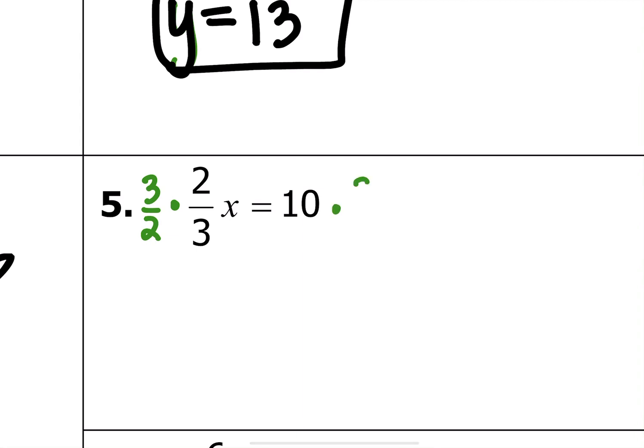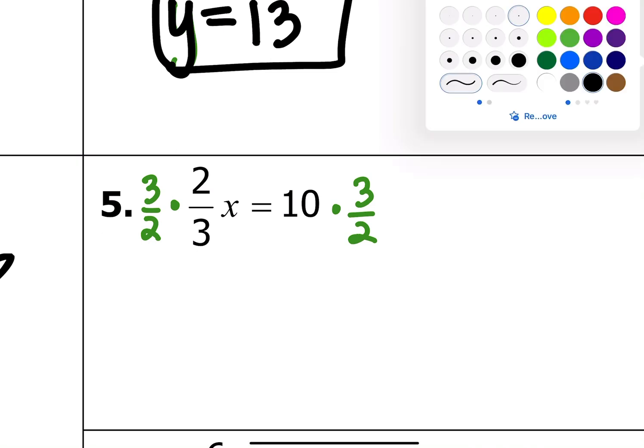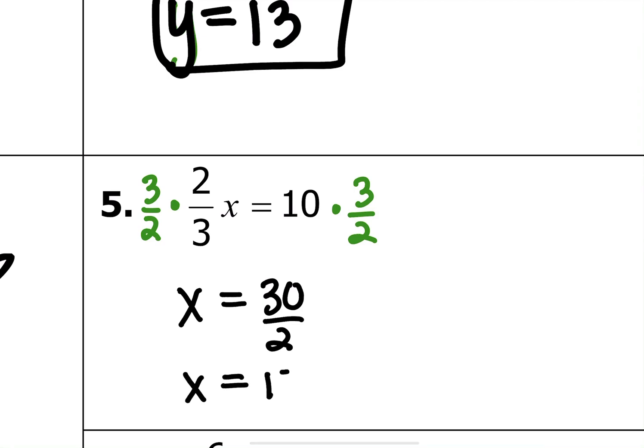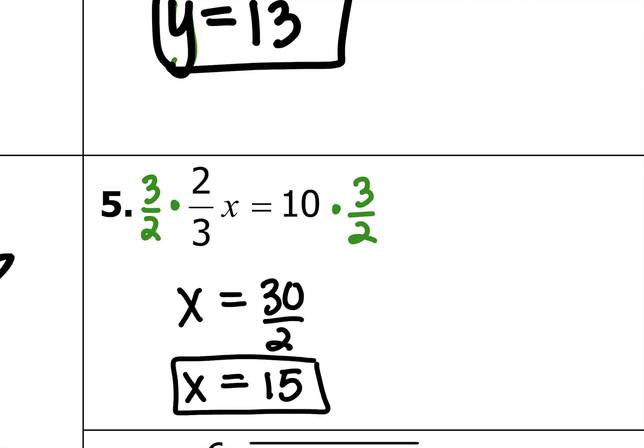And I'm going to do that on both sides. The 3's cancel and the 2's cancel. The reason I can do that is if I were to actually multiply, I get 6x over 6. 6 over 6 is 1. The whole point of multiplying by the reciprocal is so that our fraction on that side, everything cancels. So we are left with x equals 30 over 2. So our final answer is x equals 15.